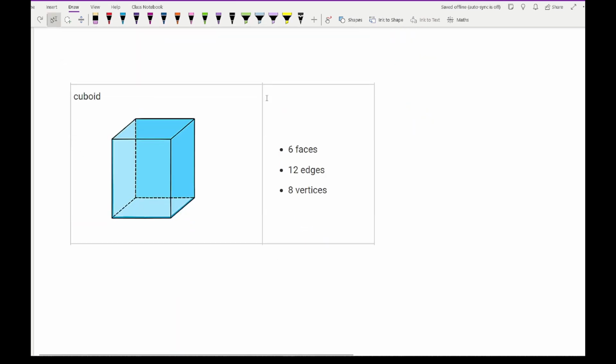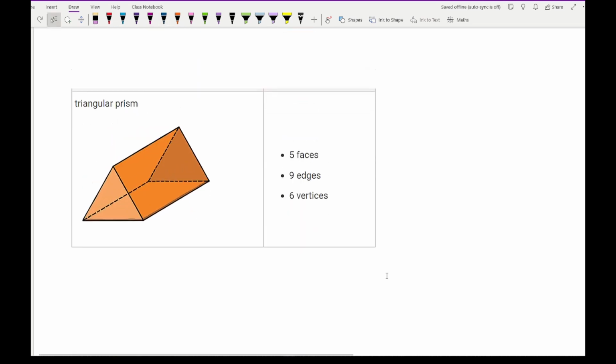So moving on to our next shape, which is very similar to a cube, which is a cuboid. And again, we can see we've got 6 faces or 6 sides. We're going to have 12 edges, so that's 12 straight lines that make the shape. And we've also got 8 corners. So 1, 2, 3, 4, and 1, 2, 3, 4, giving us a total of 8.